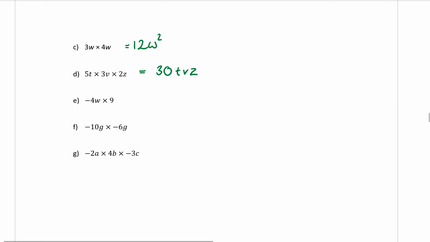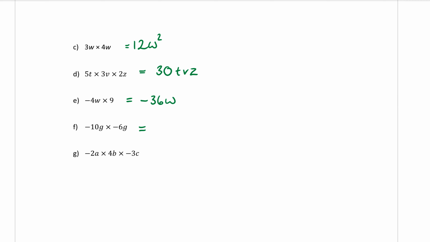Okay, part E, we can do negative numbers too, that's all right. So we want to go negative 4w times by 9. We're still multiplying here, but we're multiplying negative 4 times a positive 9. A negative times a positive makes a negative answer. 4 times 9 is 36, and my letter is W. Okay, be careful with minus signs like that. It tends to be where a lot of people make silly mistakes.